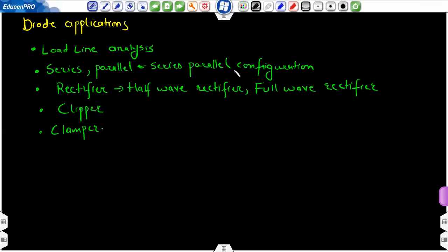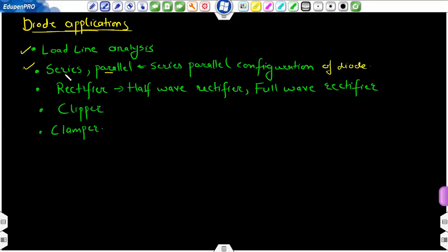Okay, so we have completed the operation of the diode part, and next we have to move to its application part, because we have a fabricated device for some specific applications. So now we will be discussing that. The next chapter of Boylestad is diode applications. In this we will be studying first load line analysis, then series, parallel, and series-parallel configurations of diodes.